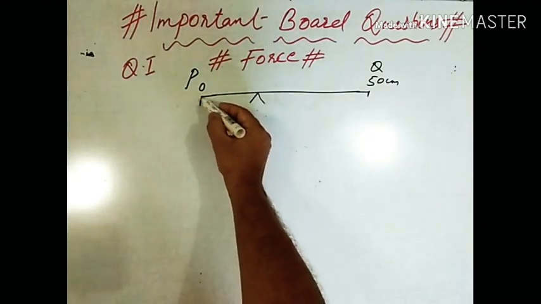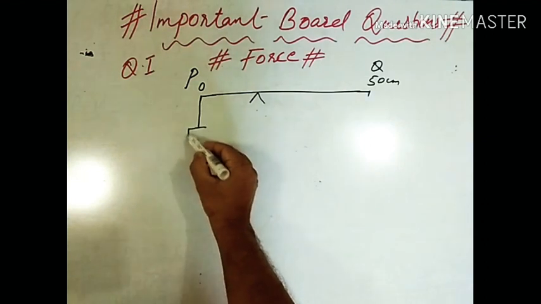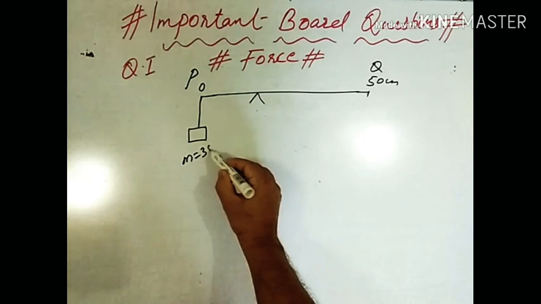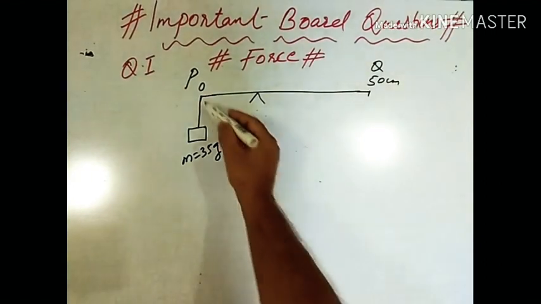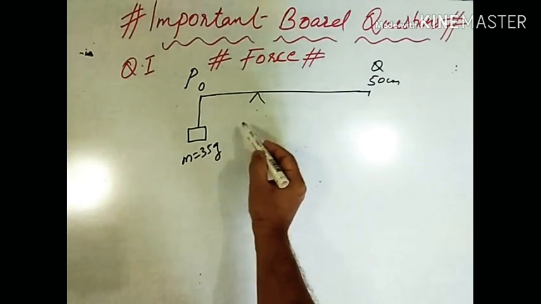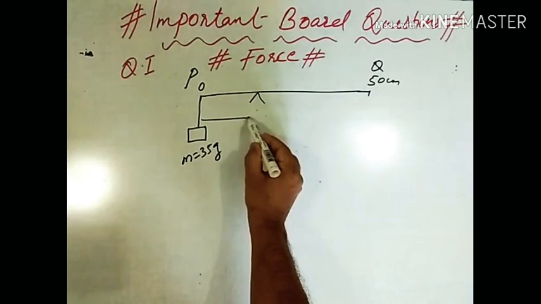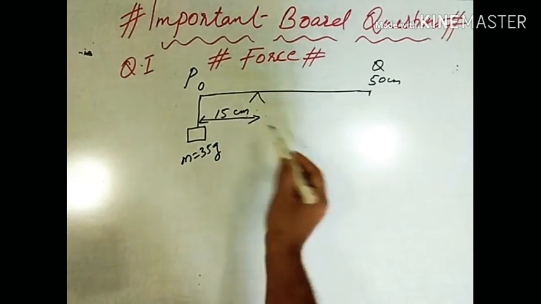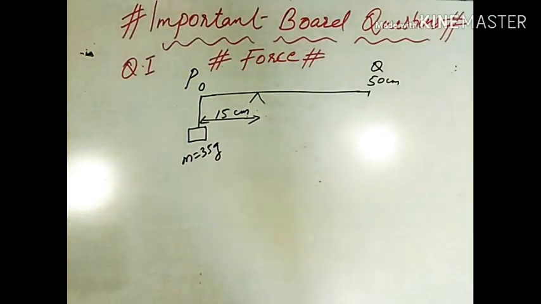A weight of mass 35 gram is hung at the point P, at a distance of 15 centimeter from the knife edge. Then point Q. So what is your question? Find the mass of the scale. The mass of the scale is not given, right?